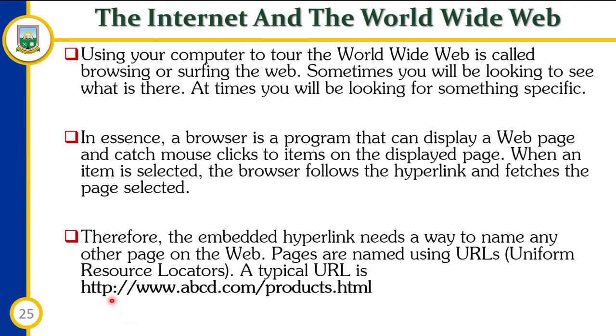A typical URL is http://www.abc.com/product.html. This is the protocol. This is a subdomain. This is the domain name, and this is the top domain name that is given. But you find all these in the text. And this is the location of where I really want to go, product.html. So it's the path to product.html.